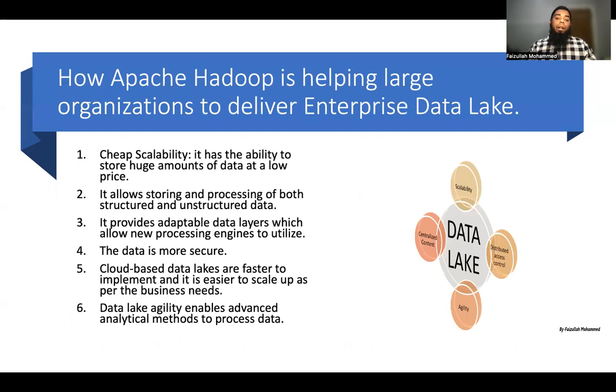So how is Apache Hadoop helping large organizations deliver an enterprise data lake? Cheap scalability: it has the ability to store huge amounts of data at a low price, and you pay only for the services you utilize. It provides an adaptable data layer which allows new processing engines to be used. The data is more secure. Data lake agility enables advanced analytical methods to process the data. And cloud-based data lakes are faster to implement and easier to scale up as per business needs.